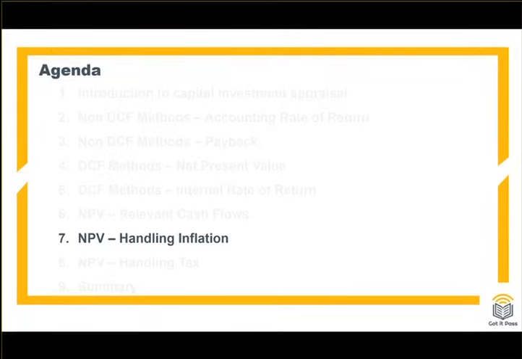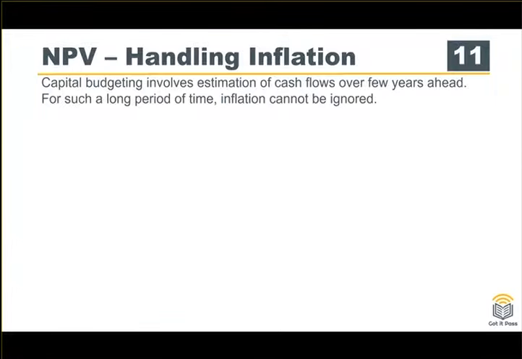So next is handling inflation. Capital budgeting involves estimation of cash flows over a few years ahead. For example, in the next few years, you cannot assume there's no inflation. Inflation is happening. You cannot ignore it. If for 5 years, 3 years, 4 years time, you have such a long period of time, you have to consider the inflation in your calculation. Otherwise, it doesn't make any sense.